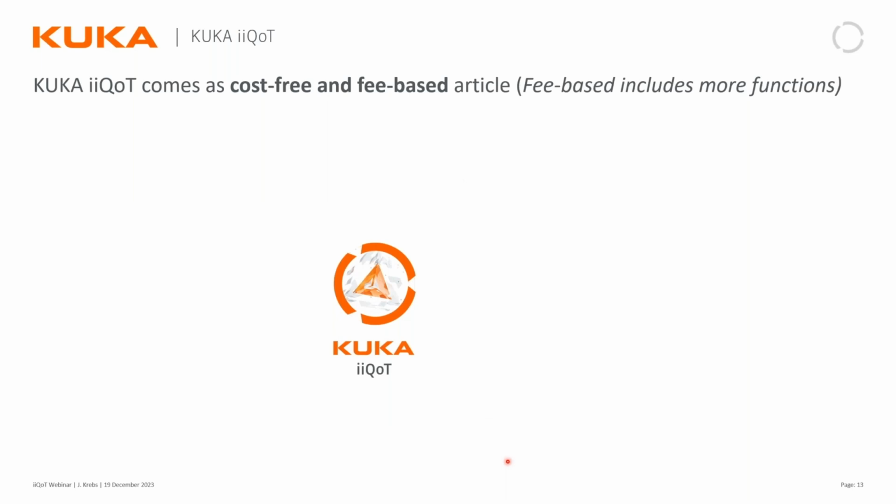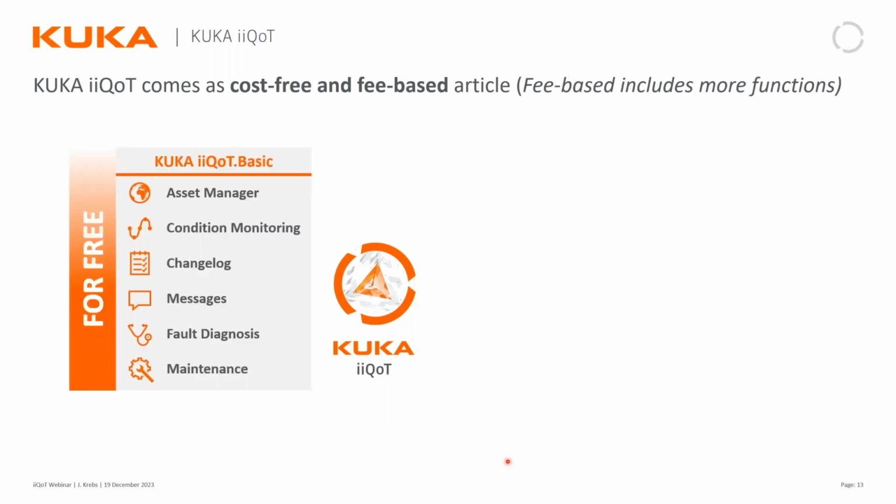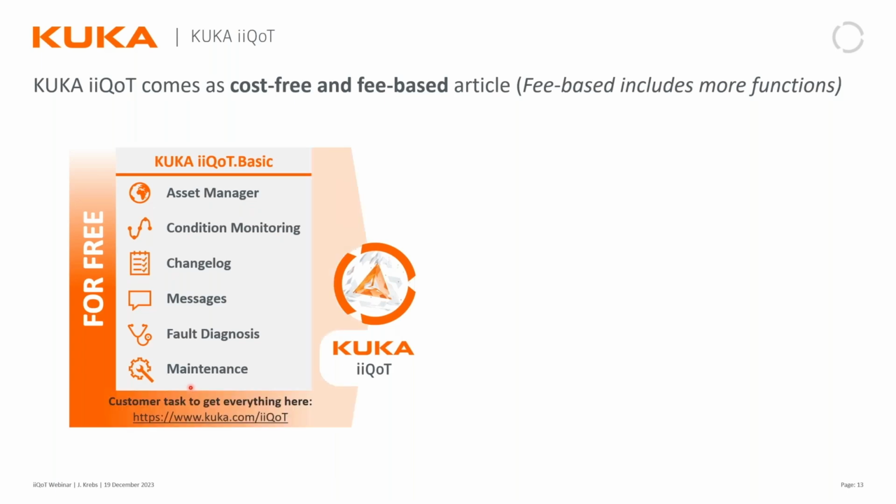The product itself comes with a cost-free and a fee-based article. On the one side, we have the cost-free content. All of these modules are for free. So when you onboard your robots, you can use these 6 modules for your robots, and you're good to go. The information to onboard these robots with iiQoT is all written on this homepage. It's our KUKA homepage, our product landing page, where you will be guided through every step you have to do in order to get that.